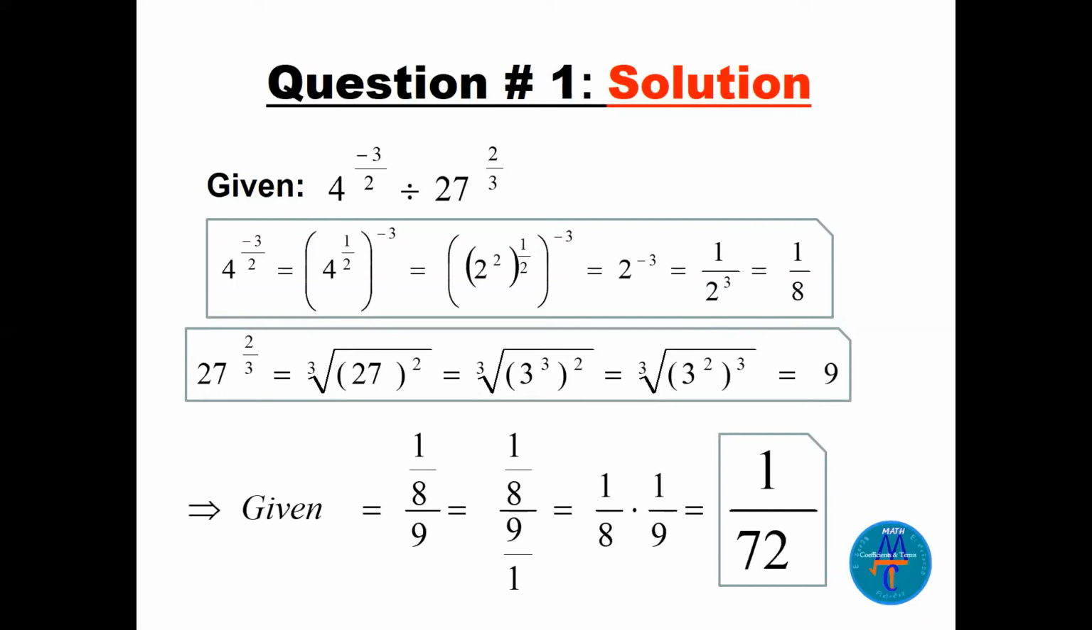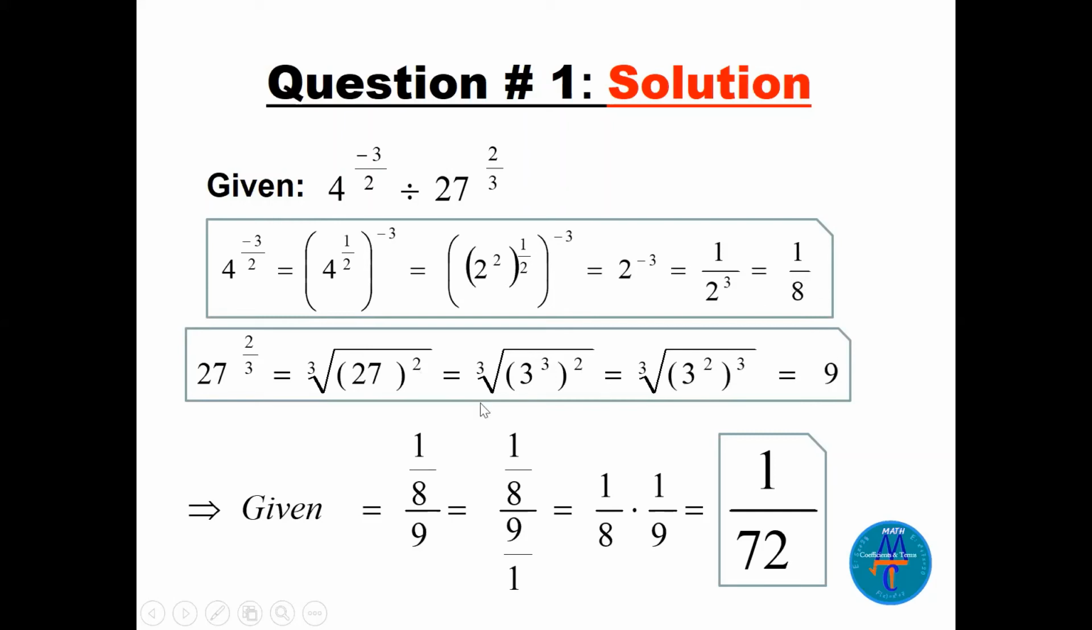So the first number is 1 over 8. Now let's take the second number. 27 to the power 2 over 3. I can use the radicals. This is cube root of 27 squared. 27, I know, is 3 power 3. See, 3 power 3 power 2, I can switch the powers. 3 squared all cubed. Because cubed, I have the index 3. So there are 3 9s, 9, 9, 9 inside. So the answer is 9.